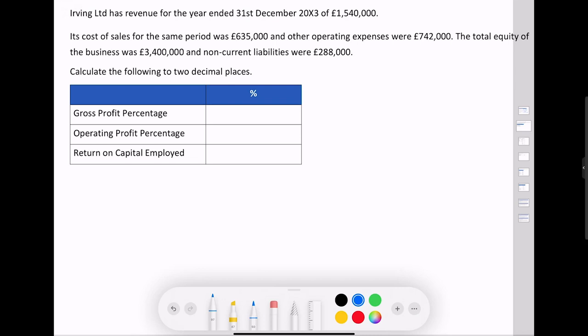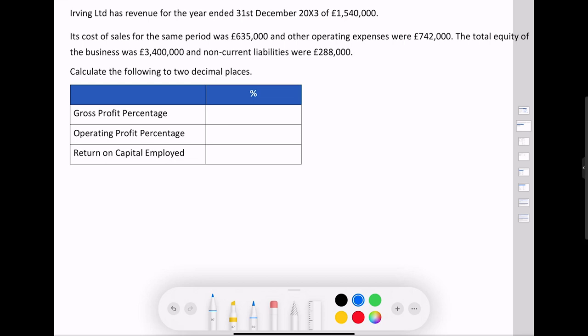So Irving Limited has revenue for the year end of 31st of December of 1.54 million. Its cost of sales for the same period were 635,000 and other operating expenses were 742,000. The total equity of the business was 3.4 million and non-current liabilities were 288,000. Calculate the following to two decimal places. So we've got gross profit percentage, operating profit percentage, and return on capital employed. So we have just seen the formulas for these, but let's now put them into practice.